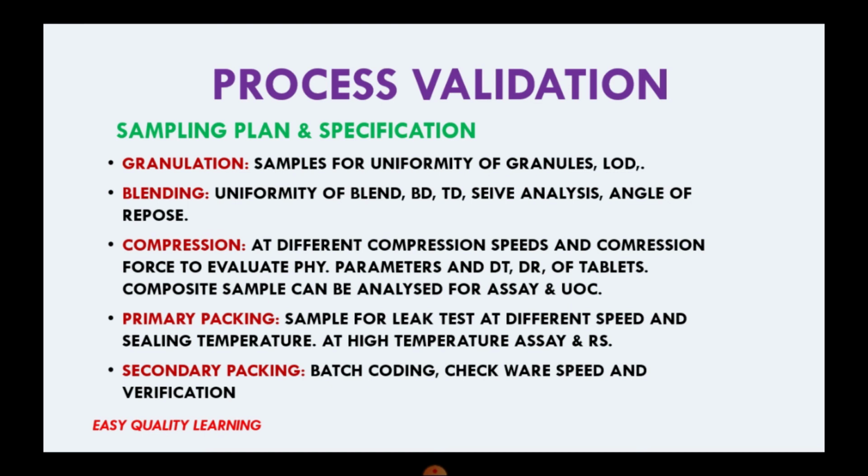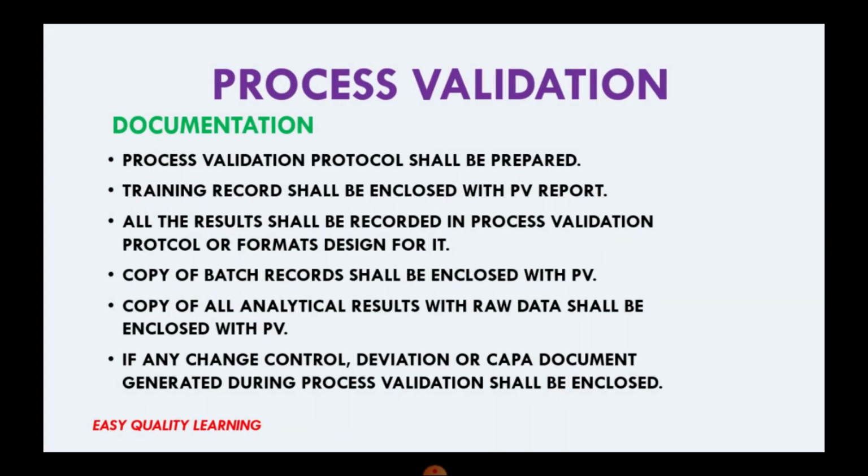Then secondary packing. In secondary packing, batch coding and checkweigher speed verification is done. So these are the examples of the sampling plan and specifications that we can keep. This is not an exclusive list. This is only kept over here just to make you understand that these types of parameters can be taken, and these can be the specifications which need to be checked during your sample checking.